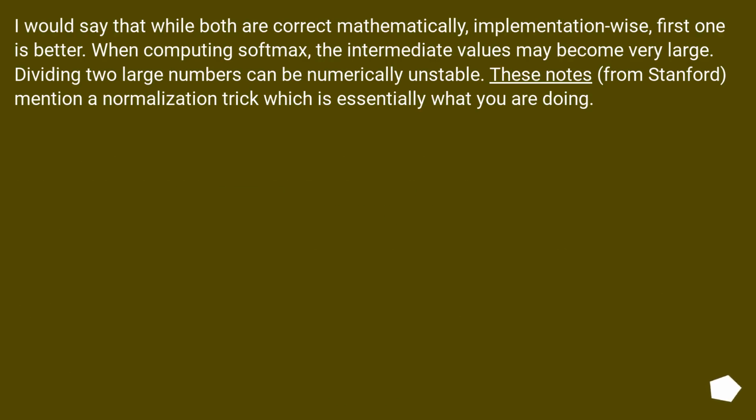I would say that while both are correct mathematically, implementation-wise, the first one is better. When computing softmax, the intermediate values may become very large. Dividing two large numbers can be numerically unstable. These notes, from Stanford, mention a normalization trick, which is essentially what you are doing.